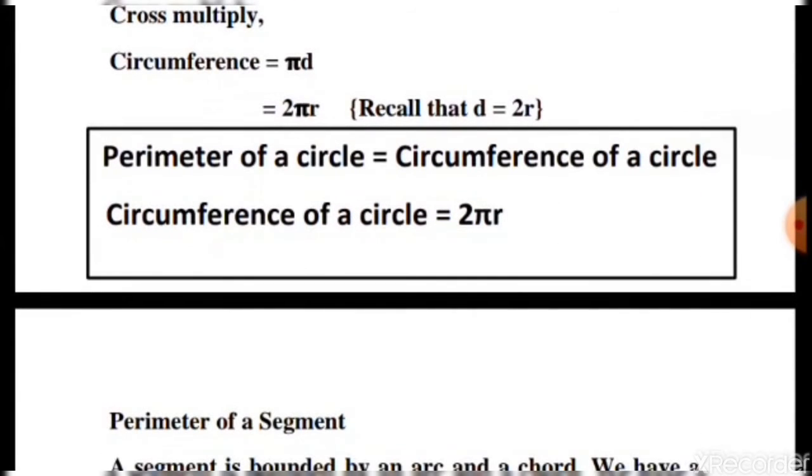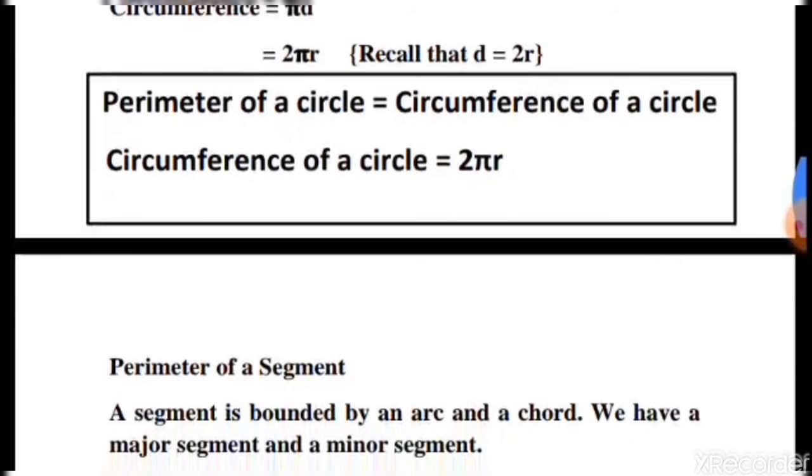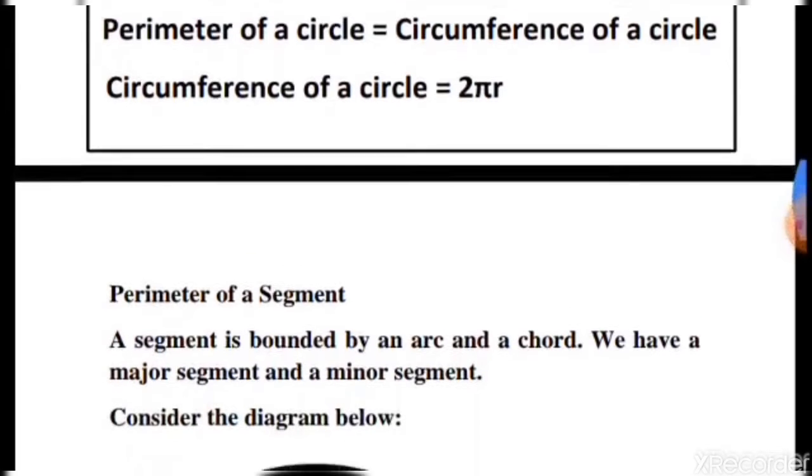Now, let's look at perimeter of a segment. Don't forget, in our previous class, I told us that we can have a minor segment, we can also have a major segment. And so when a circle is divided into two unequal parts by a chord, you have a minor segment, you also have a major segment. Now, what is a segment? A segment is bounded by an arc and a chord. We have a major segment and a minor segment.